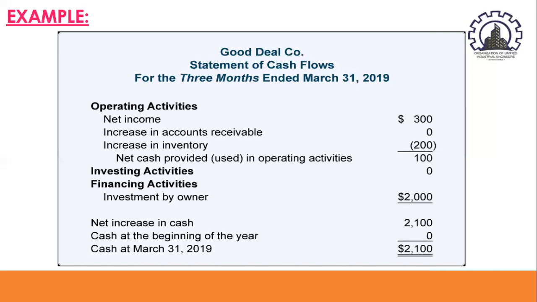Now, as you can notice, there are three types of activities under the statement of cash flows. First, we have the operating activities. These refer to activities which have association to the operation, in operating the business. Next, we have investing activities. And next, we have financing activities. So these are the three activities that should be appearing in our statement of cash flows.